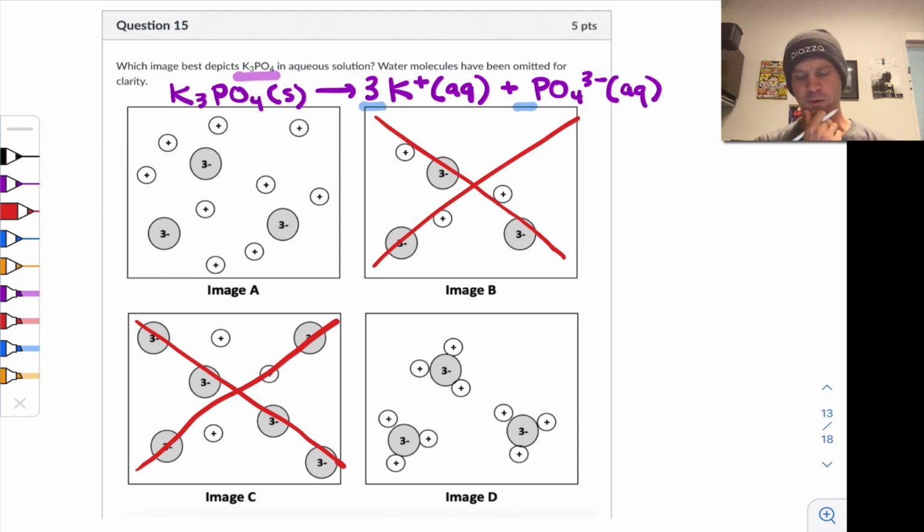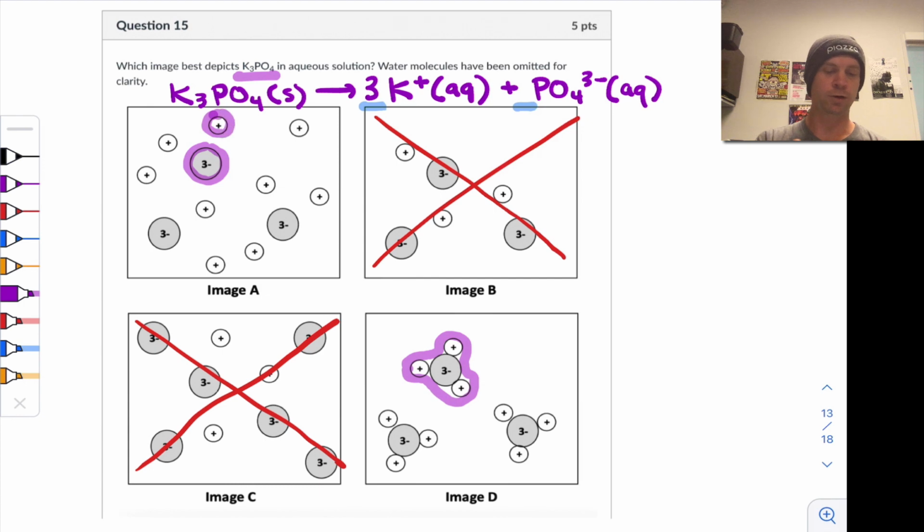The difference between image A and D comes down to whether the formula units are dissociated or not. Notice that in image D, we still have the formula units intact, with K plus still associated with the PO4 3-. Whereas in image A, each ion is off by itself, dissociated, surrounded by a shell of water molecules, which are hidden in the image but implied there as a result of the process of dissociation.